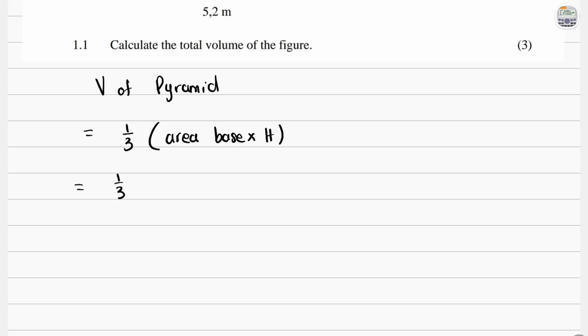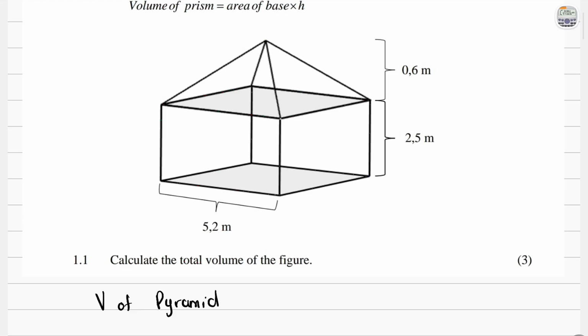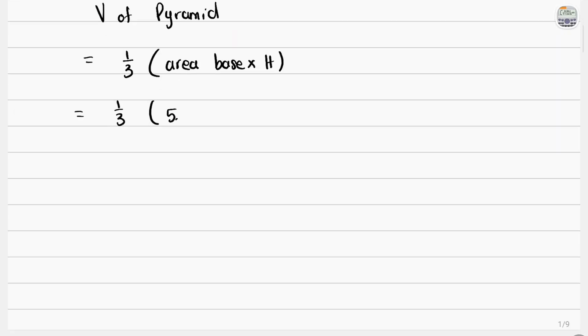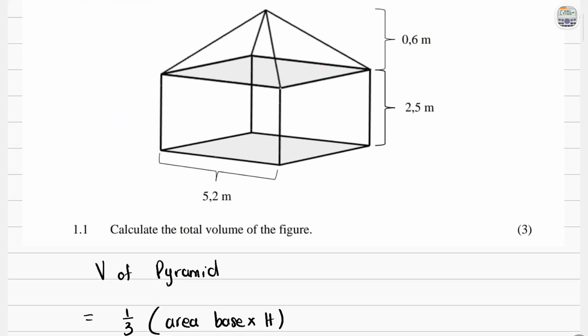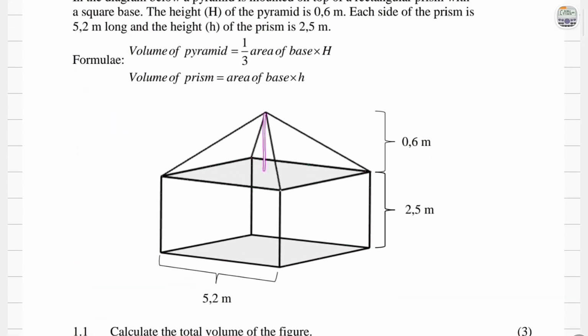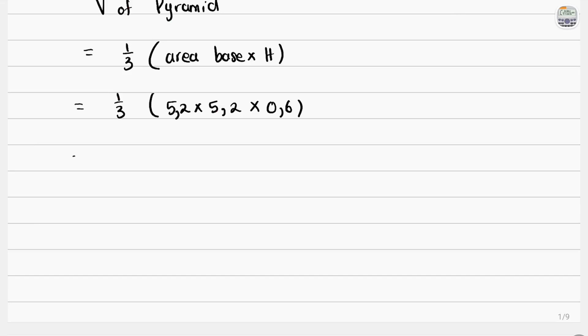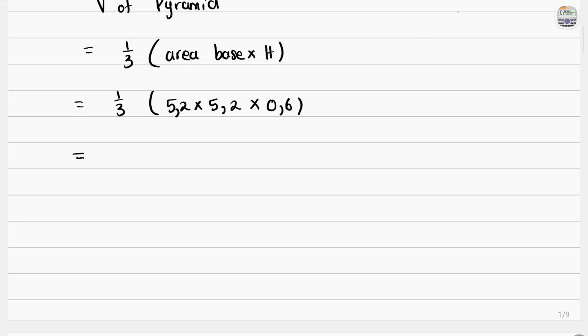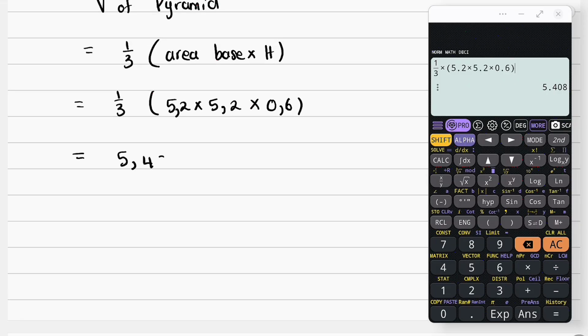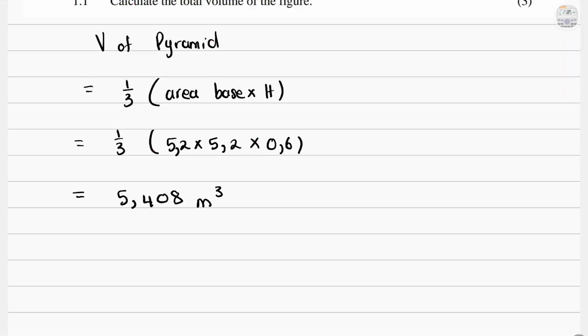Okay, so 1 over 3 times the area of the base. The area of the pyramid's base, remember that this is 5.2, so this is still 5.2 as well. So 5.2 by 5.2, that's what we'll say there. Then multiply by the pyramid's height, okay? The pyramid's height is that 0.6. So that's multiplied by 0.6. And we're just going to go ahead and put this on the calculator. Okay, and that is 5.408. Okay, and it is in meters cubed. So that is the volume of the pyramid.